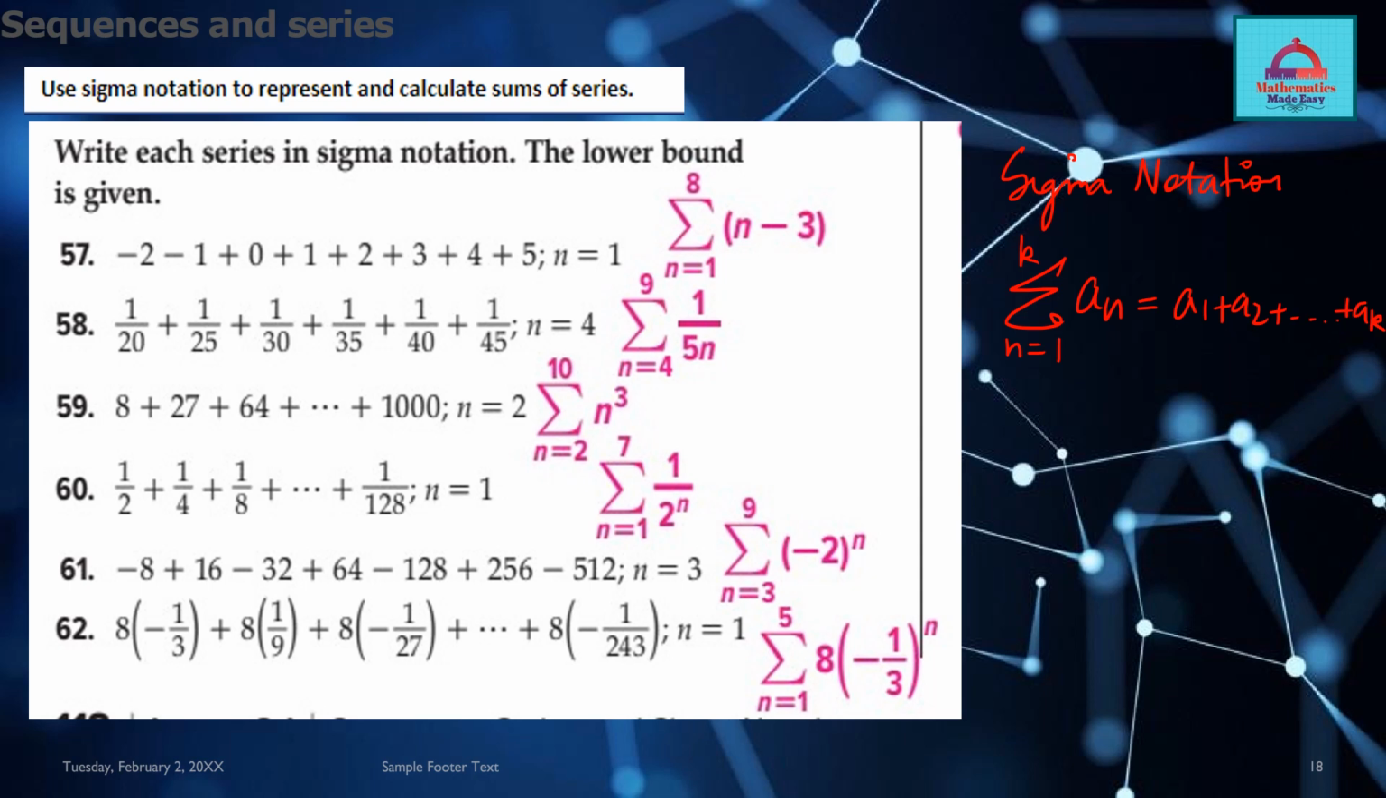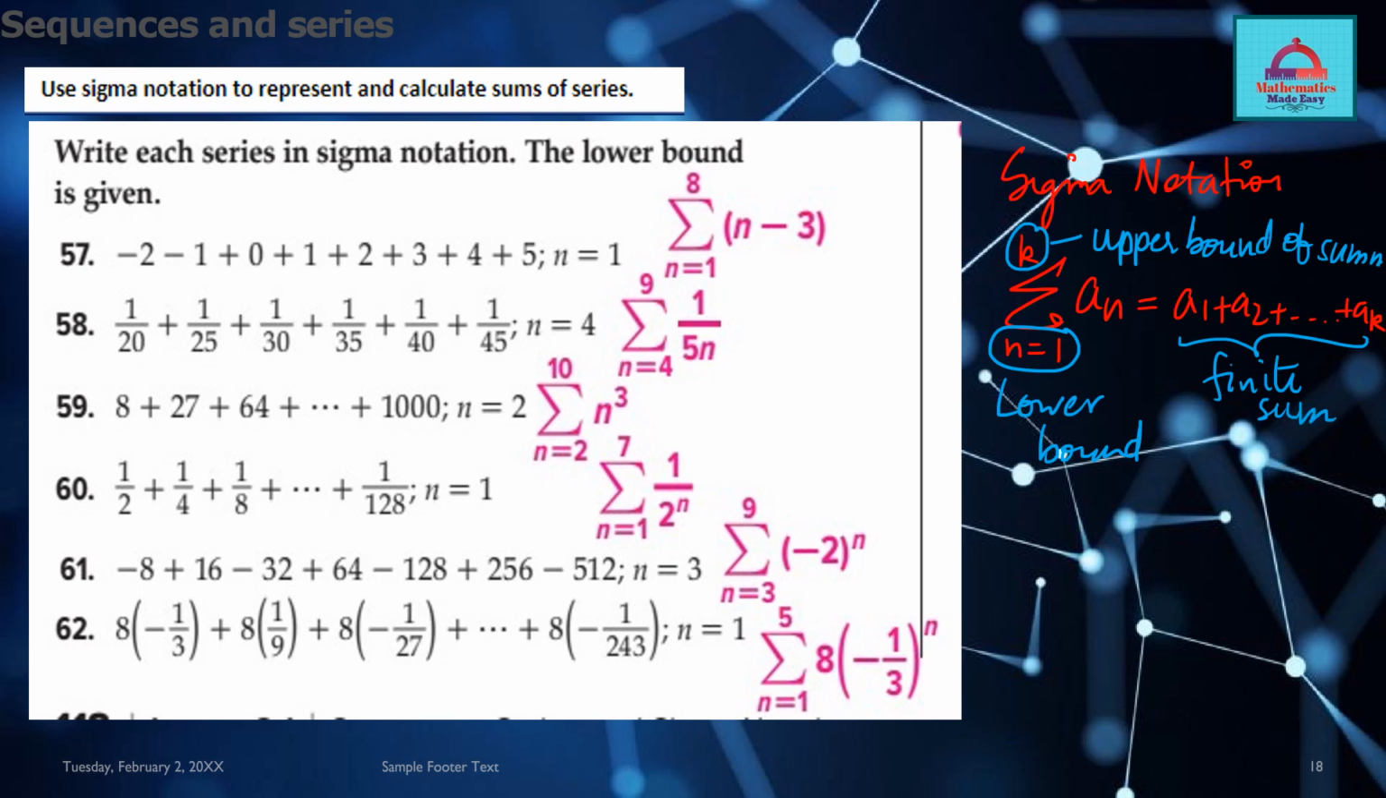Here this is called, let me highlight with a different color, this is called the lower bound of the summation. This is called the upper bound of summation. An is the nth term and this is the finite sum. So you see here some finite sum is given.